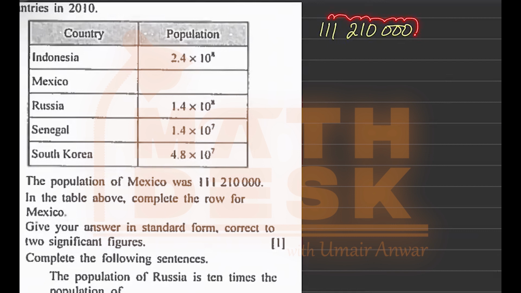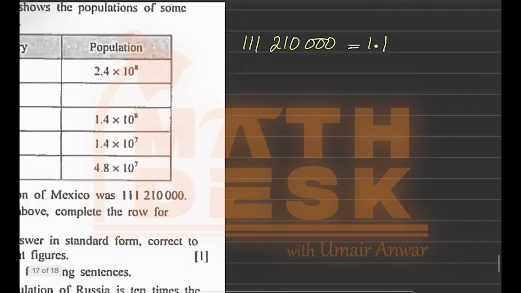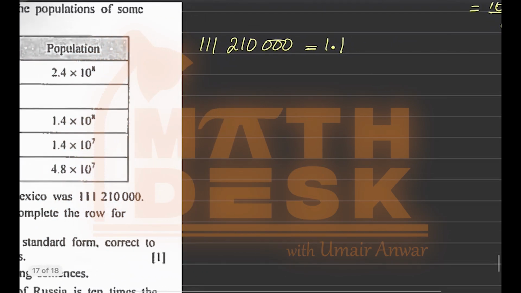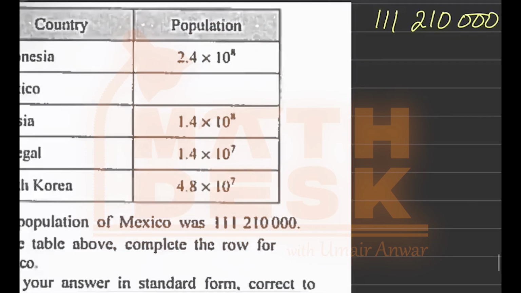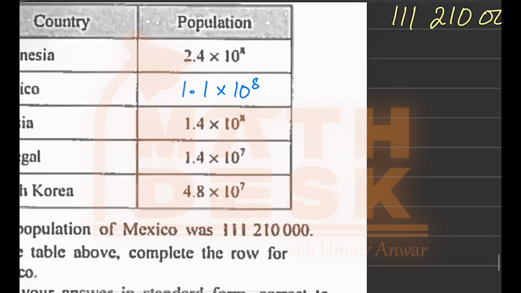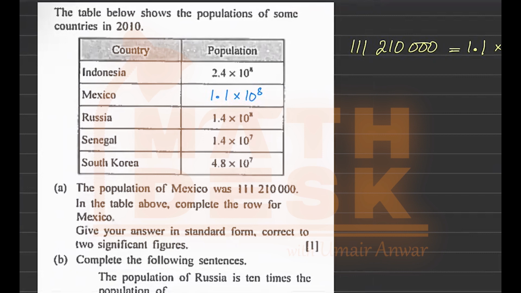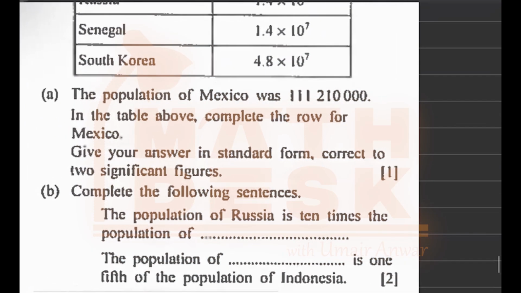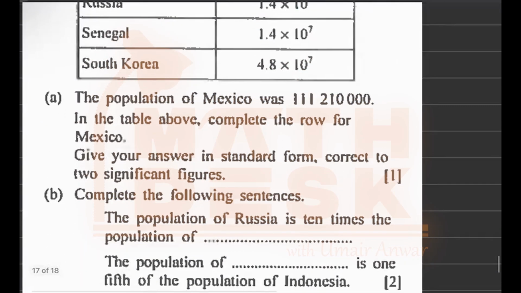So I would write it as 1.1. Since every population is written in 2 significant figures, this much would be enough. And we have moved it 8 units. So it would be 10 raised to 8. So here I would be writing 1.1 into 10 raised to 8. This is the answer of part A. Give your answer in the standard form, correct to 2 significant figures. So we've written in the same way.